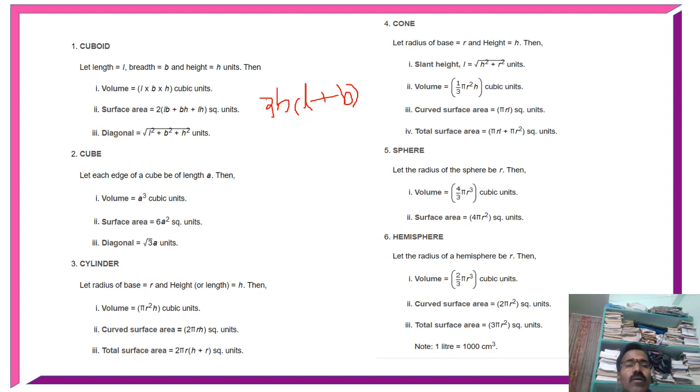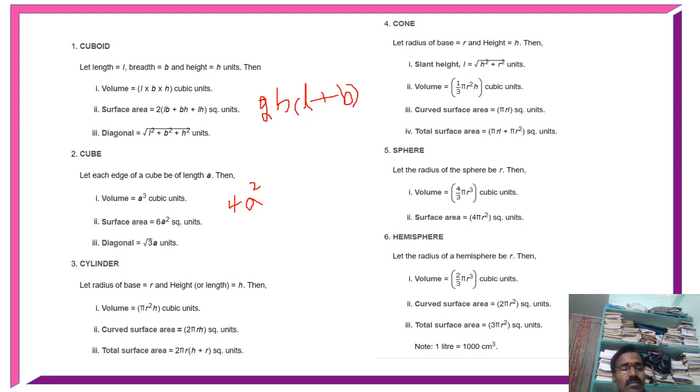The volume is LBH, and the length of the diagonal, the longest rod which we can put in a cuboid, is root over L square plus B square plus H square units. And for a cube, volume is A cube, surface area TSA is 6A square, and CSA of cube is 4A square units, that is 4 into edge a square units, and diagonal is root 3 a units.